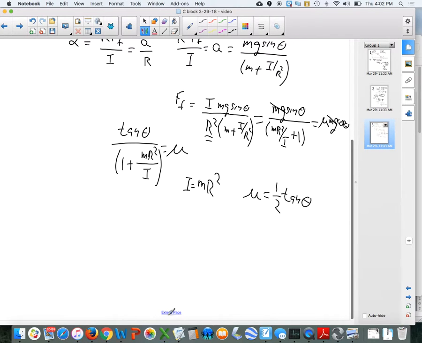And remember that for a block on an incline, we said that mu static has to be greater than or equal to tangent of theta. So in order for it to roll, it turns out using a hoop, you can have basically half of the static friction and it will still roll, as opposed to this where I have a block on an incline.